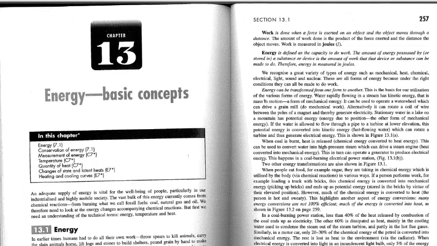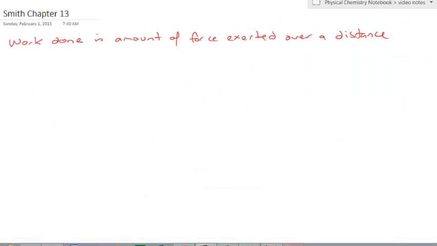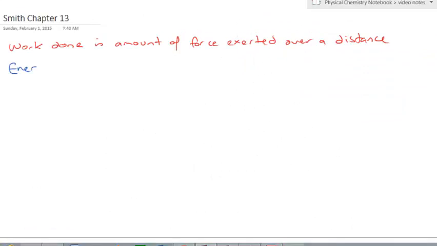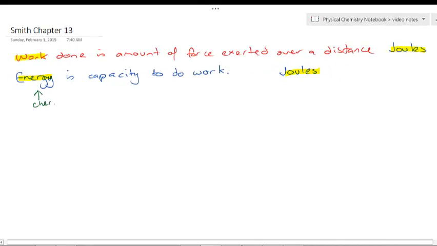We're going to start with some energy concepts from Chapter 13 in Smith's Exploring Chemistry. So there's two definitions that are in the first page. The first was work, which is the work done for the amount of force exerted over a distance. And the second concept is energy, which is the capacity to do work. Both of these are measured in joules. Energy is really the potential to do work.